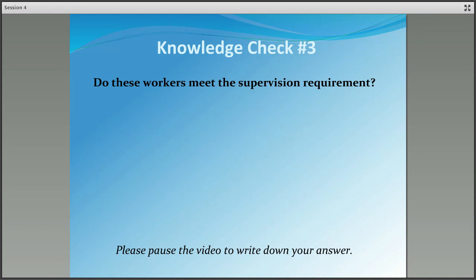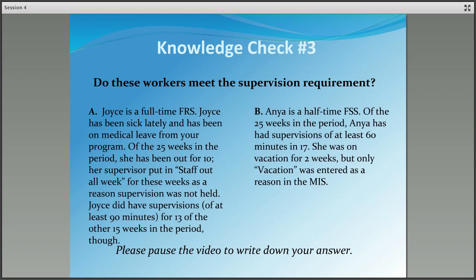Let's take a moment to do a knowledge check again. Here are 2 scenarios. Would each of these workers meet the supervision requirements? Please pause the video, take a moment, write down your answers. We'll go over them at the end of the webinar.